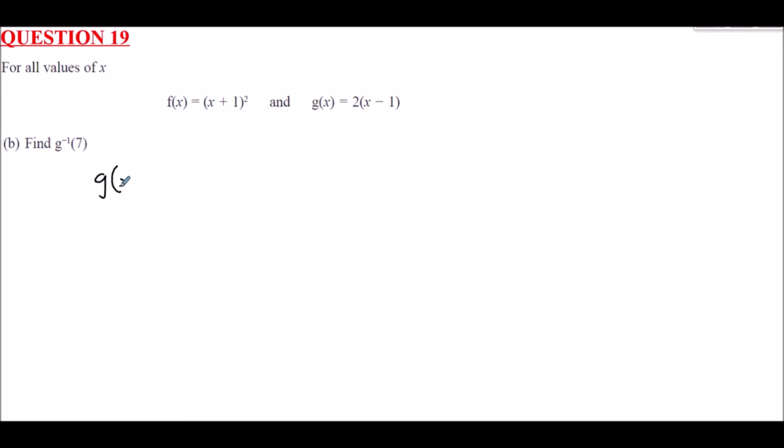So first of all, it's probably easier if we expand this out. g of x is 2 times x, which is 2x, and 2 times minus 1 is minus 2. So how do we arrive at g of x starting with x? We start with x. The first number to interact with the x is this 2, which multiplies the x. Now we've got 2x. Then obviously we need to subtract 2.